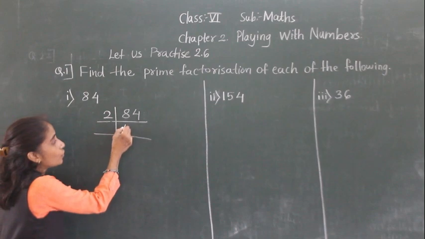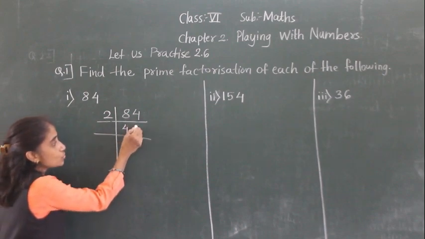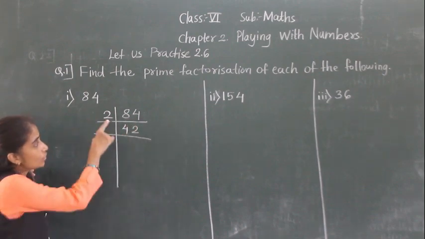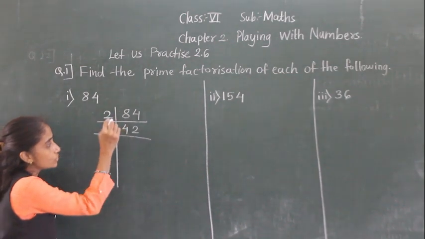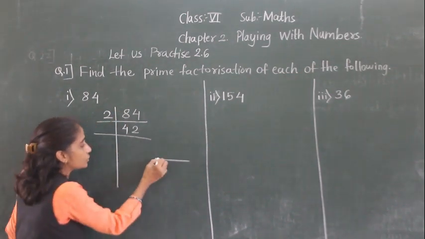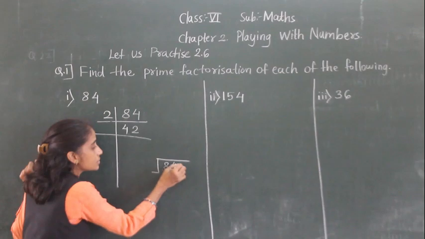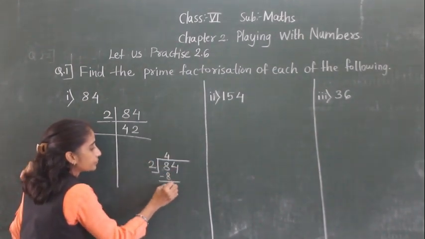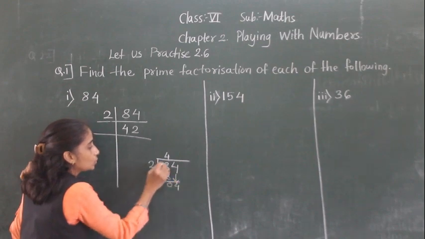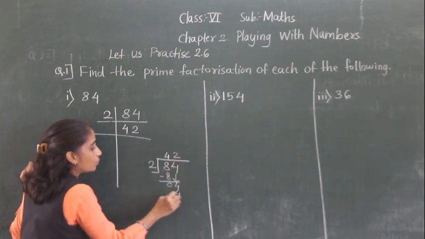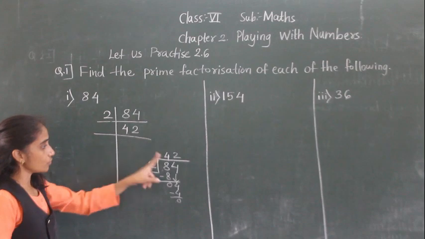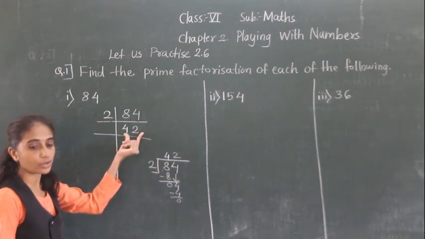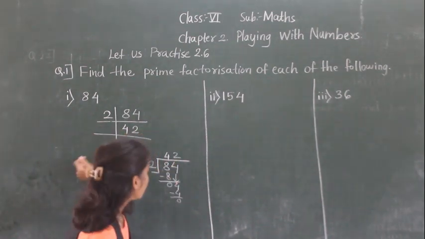2 4s are 8. 2 2s are 4. If you don't know this way of division, you can do it here. 2 4s are 8, 2 2s are 4. This way you can write. So, 42 is what we got, and we have to write it here.